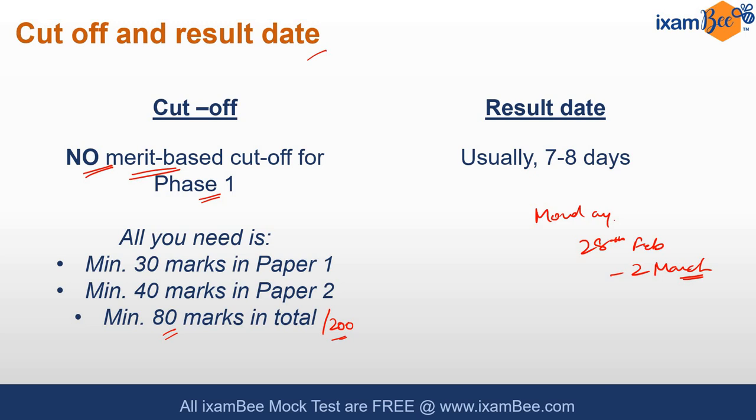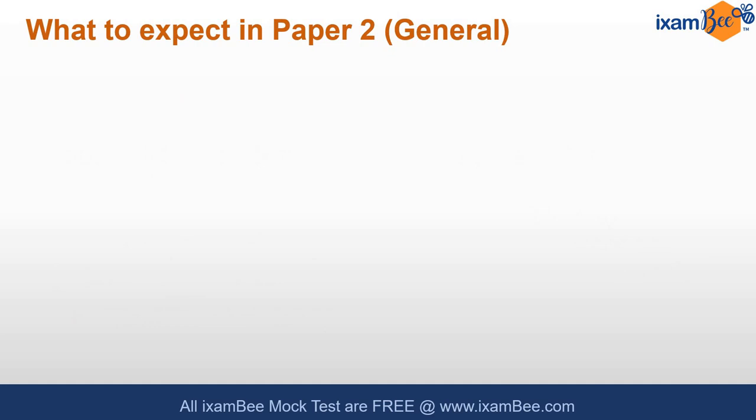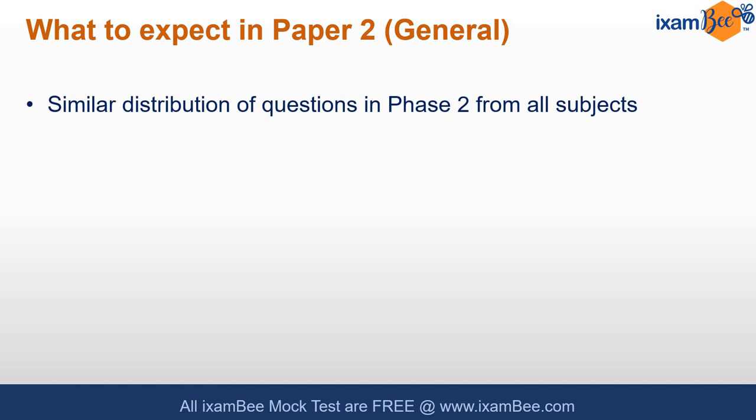So I hope I have tried to answer all your queries related to phase 2 and phase 1 that has already happened, and now you can put your mind at rest related to these queries and start concentrating on preparation for phase 2. So what to expect for phase 2 in paper 2? First, I will say that a very good distribution of questions from all the 6 subjects was seen in phase 1, and a similar kind of distribution is what you can expect in phase 2.